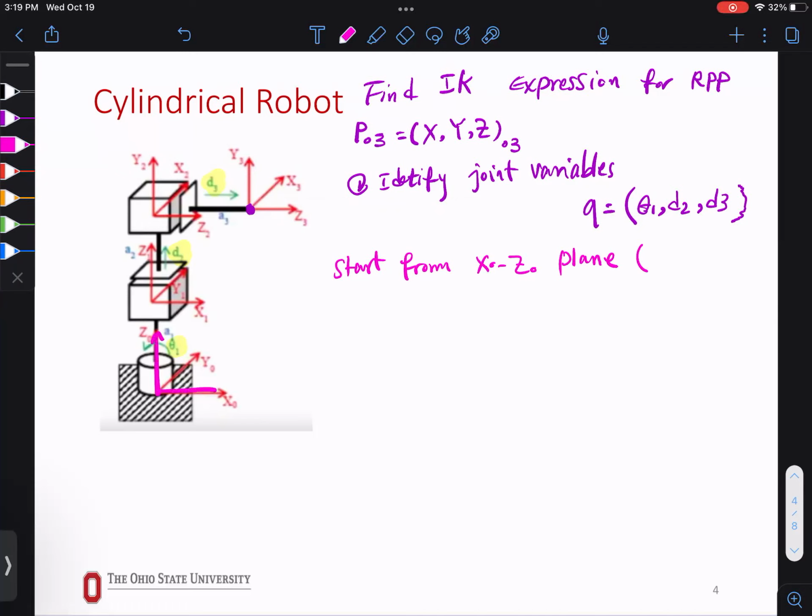Never mind. So what are the joints that I see in x0, z0, sorry, I need to be more careful about this. In x0, z0, what joints do I observe? The motion of which joints are in this plane? D2 moves this way, right? Also D3, because the rotation, I can't see it in that plane, right? So I will be able to see D2 and D3. This tells me I can find a relationship that has D2 and D3 in it if I'm in this plane.